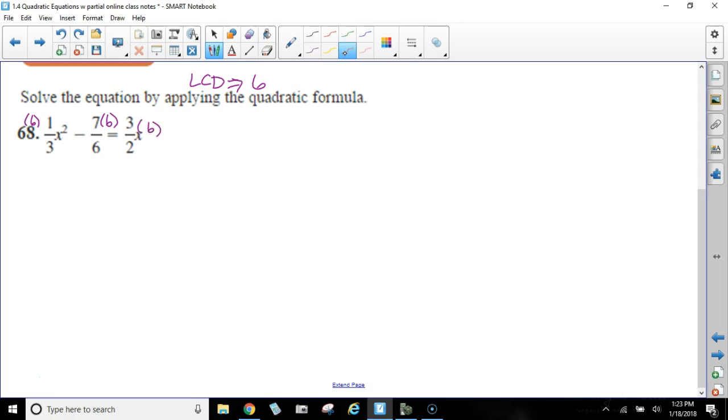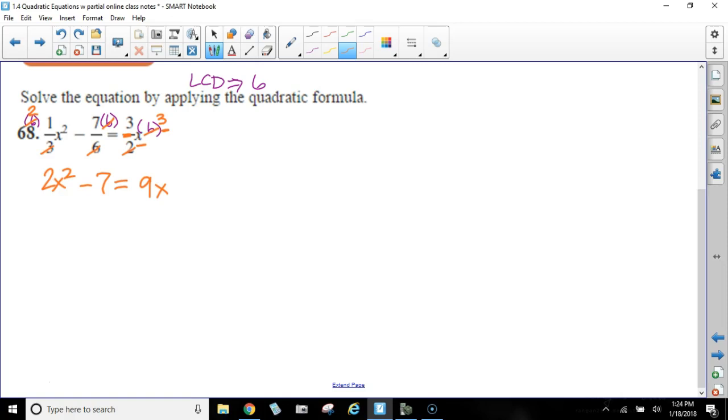Now, when we go to reduce, the 3 and the 6 will reduce, leaving us with 2x squared. Here, the 6's reduce, so we have remaining minus 7 equals the 2 and the 6 reduce, and so the 3 times x times 3 gives us 9x. Almost forgot to say x, 9x.